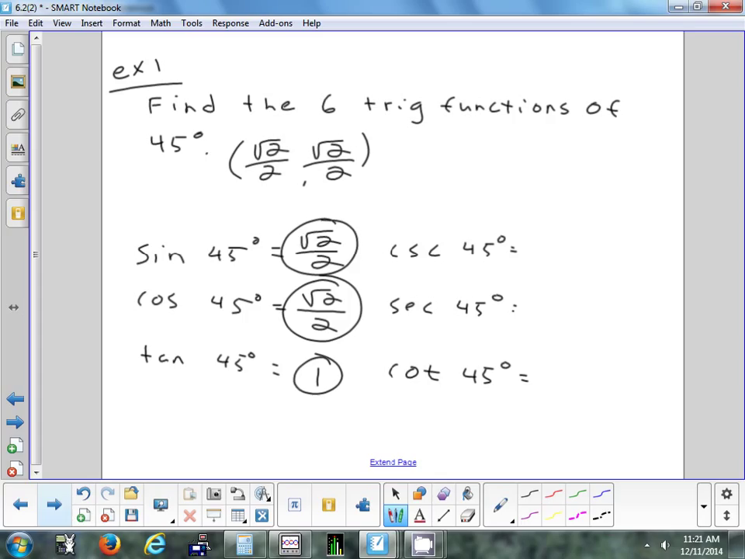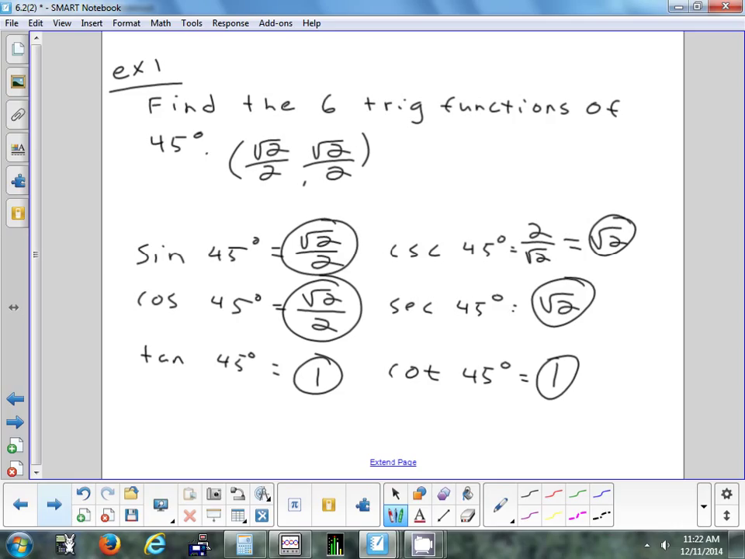Okay, your cosecant, you're going to flip it. You get 2 over root 2, and then it simplifies to, Darren? Yep, just the square root of 2. Since the sine and cosine are the same, so your secant and cosecant are the same. And now to get your cotangent, flip 1. Okay. Jill, what do you get when you flip 1? 1. Okay. So there's the 6 trig functions for 45 degrees. Any questions on that?